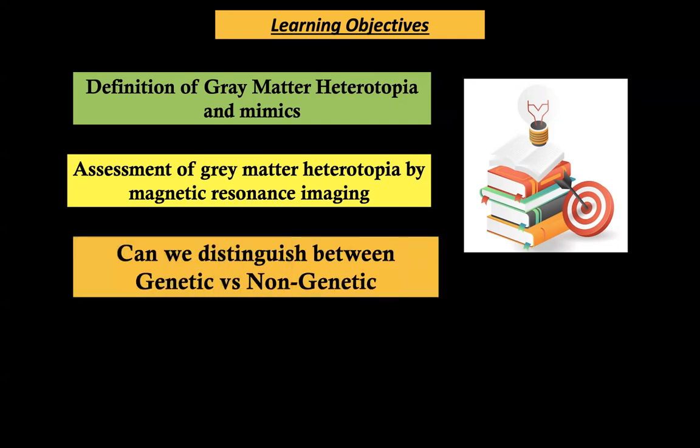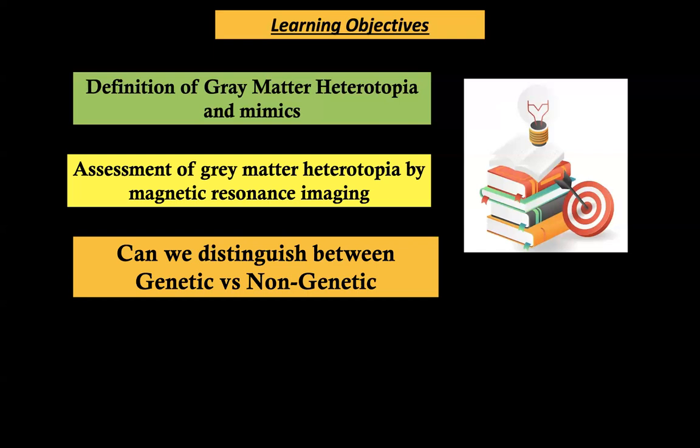And finally, two important things. When we see something that looks like gray matter heterotopia, can we tell our clinician this is most likely genetic or is most likely related to an insult, because both of these can be causes of gray matter heterotopia.